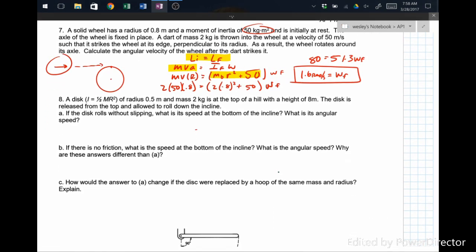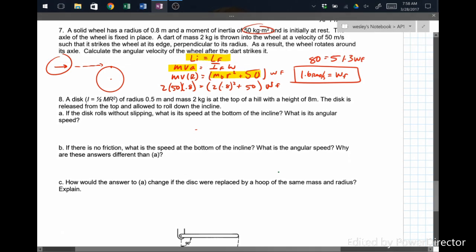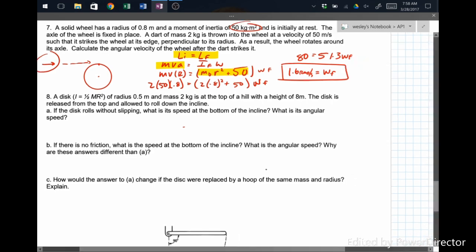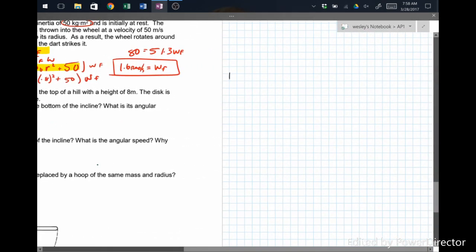All right, number 8, we have a disc at the top of something. The disc is released and allowed to roll. If it rolls without slipping, what's the speed at the bottom and what's its angular speed? We're going to do that over here because I want to draw some graphs. So we have what's going on at the top, and we're going to have what's going on at the bottom. At the top, we could have potential energy, linear kinetic energy, or rotational kinetic energy. At the very top, all we're going to have is potential energy because we're at rest at the top.